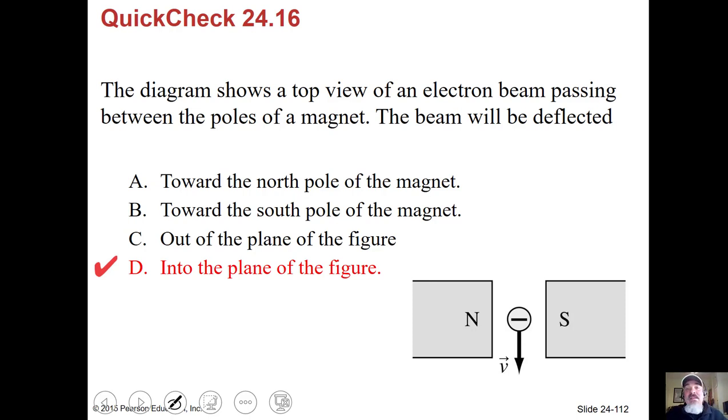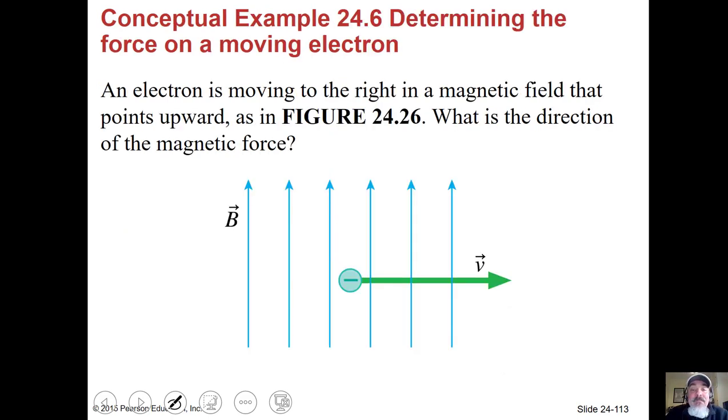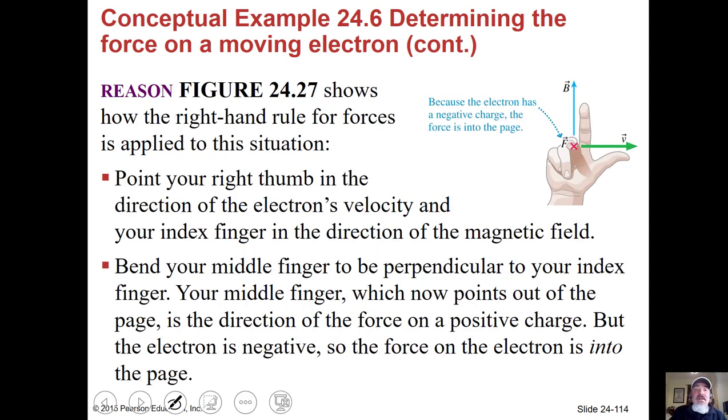Okay, good. So again, line them all up, and with this one, it's a negative charge, so whatever you get for the force, it's the opposite of that. Okay, so the electron is moving to the right, and I already see that B is up. The magnetic field is up, so the force would be out of the page, but it's a negative charge, so the force is actually into the page. And you can see that here from the picture. That's a synopsis of what I've just said.